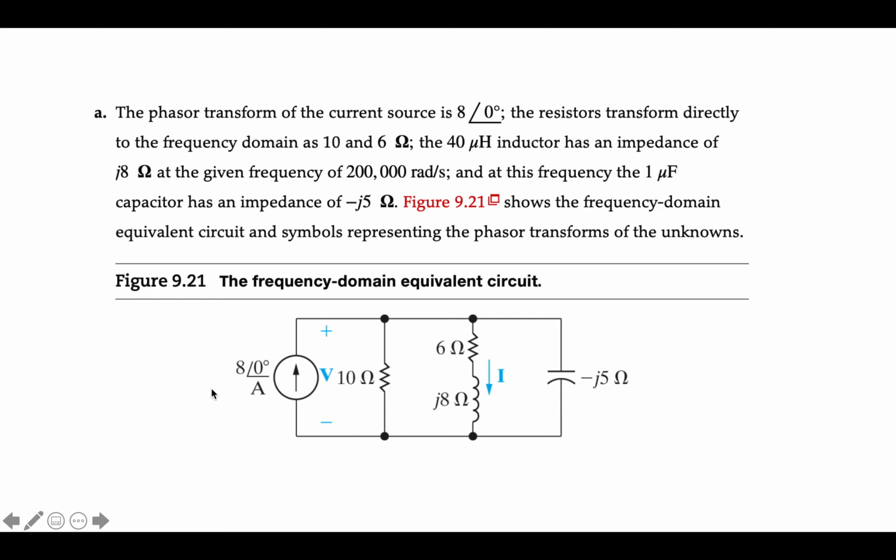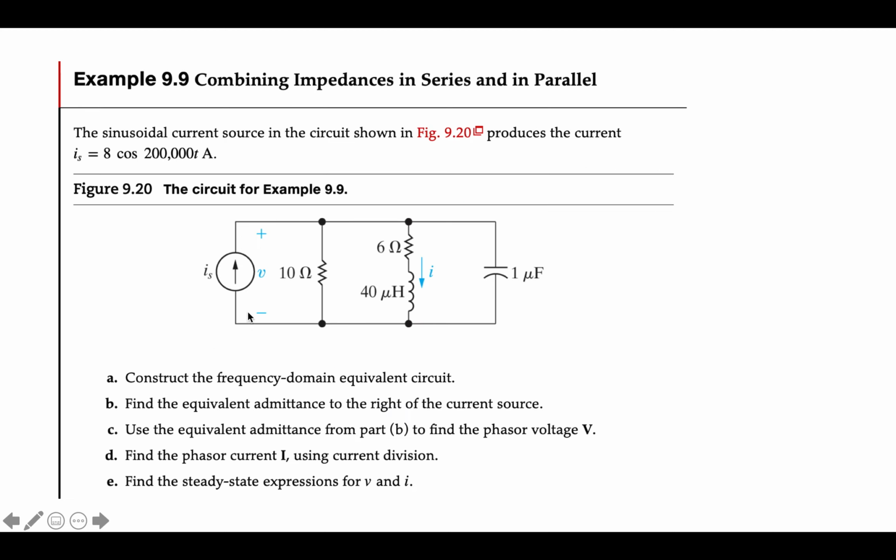The first thing we do is a phasor transform of each individual element. Let's go back. We're going to take this current and change it to a phasor. That would be 8 angle 0, and that's what will appear here. This lowercase i sub s will go to an uppercase phasor indication. The resistor will remain the same. This resistor will remain the same. This inductor will go to j omega L, where omega is 200,000. And this capacitor will go to minus j over omega C, where once again omega is 200,000.